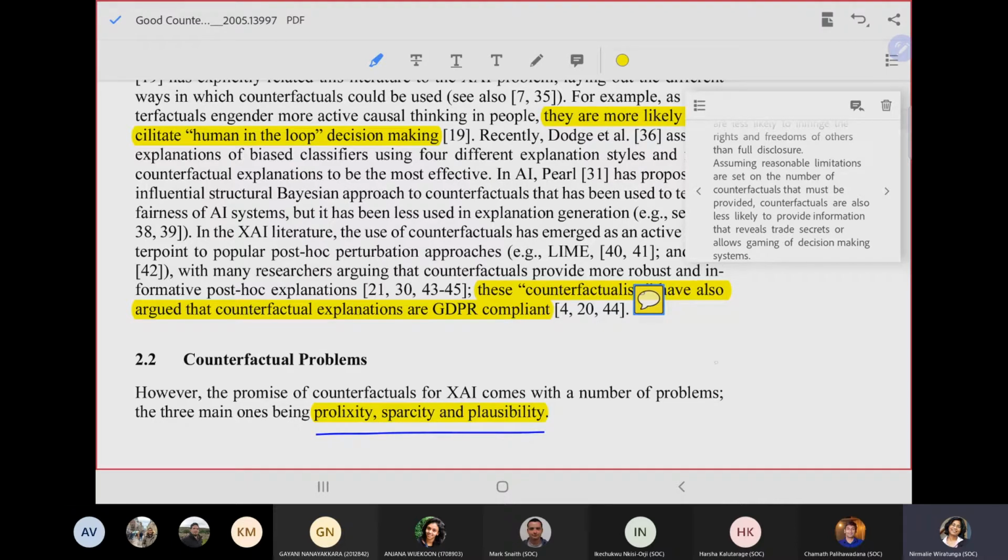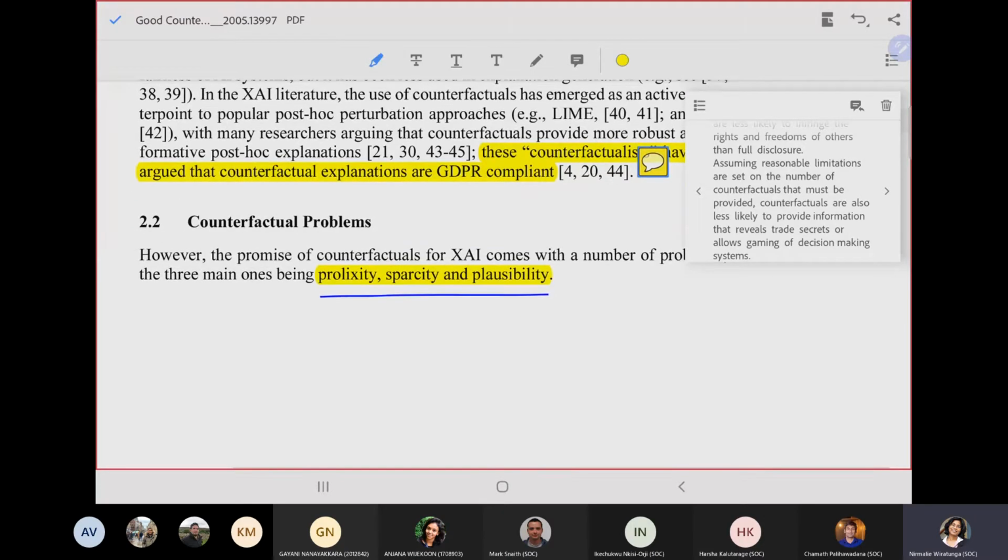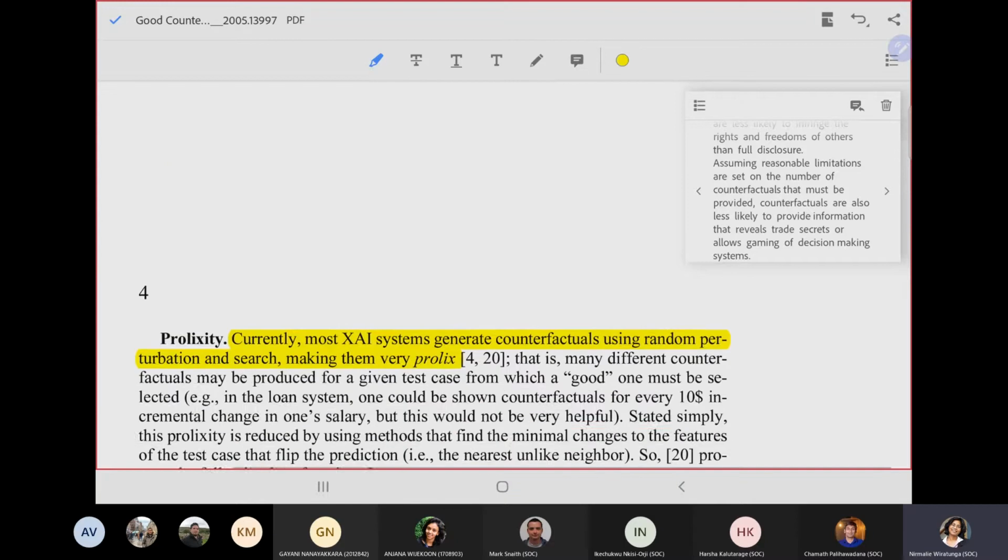So essentially, this is again highlighting the issue that unlike other explainers, it is also closer to the GDPR compliance because it provides actionable knowledge that is useful rather than just talking about what is going on inside the black box, which in this case can also reveal some trade secret which you don't want. Now they say, okay, if counterfactuals are so good, what are the issues in finding this counterfactual? So they come up with three things: prolixity, sparsity, and plausibility.